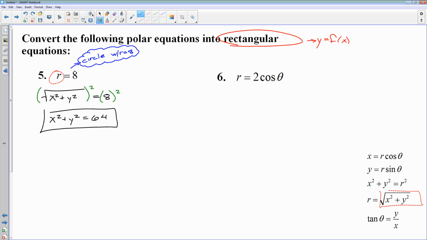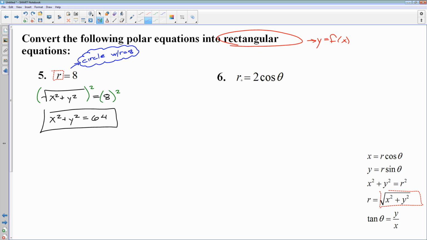The other option is you could have squared from the very beginning. Instead of plugging in the square root of x squared plus y squared, you could have started by squaring both sides of the equation, which would have given you r squared equals 8 squared, or 64, and then you could have plugged in x squared plus y squared for the r squared, which would have taken you to the final answer. Either one is about the same. I don't think one is necessarily more difficult or easy than the other.